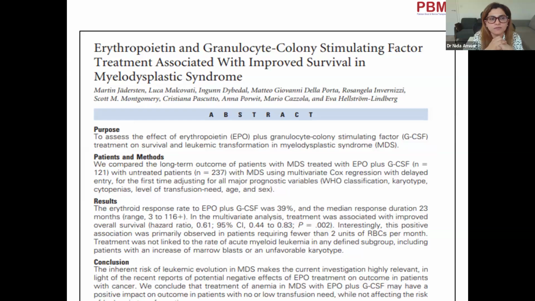So the studies have also convinced that the erythropoietin and GCSF treatment is associated with improved survival. It doesn't modulate the disease per se, and it has no effect on halting the progression of the disease to high risk. However, it improves the patient's transfusion dependency, and in turn improves the health-related quality of life, and in turn improves the overall survival.